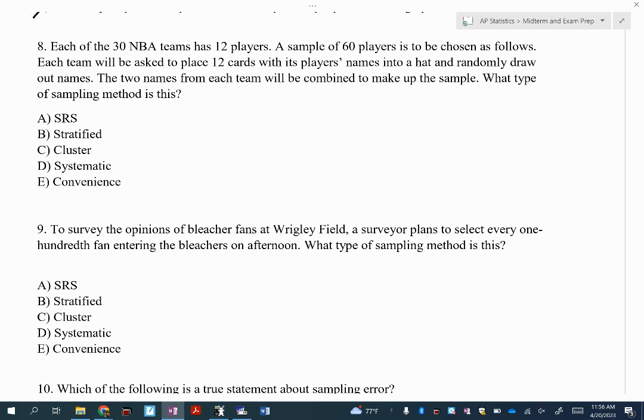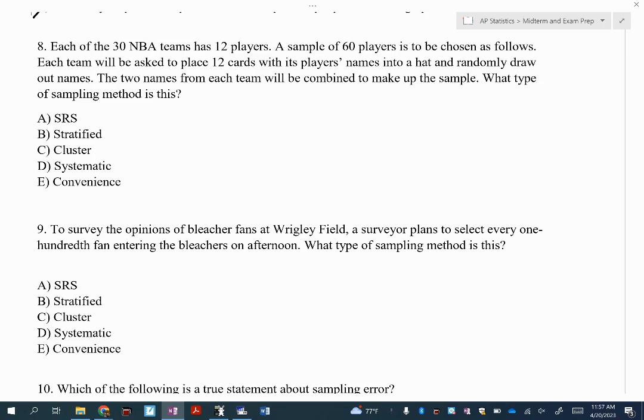Each team is going to be asked to place 12 cards with its players' names into a hat and randomly draw out names. The 2 names from each team will be combined to make up the sample. So 2 from the Rockets, 2 from the Bulls, 2 from the Kings, things like that. All right. So in my mind, when I'm visualizing this, I see 30 different hats. Can you guys visualize 30 different hats? Yes. And in each hat, you've got the 12 names of the people on the team.